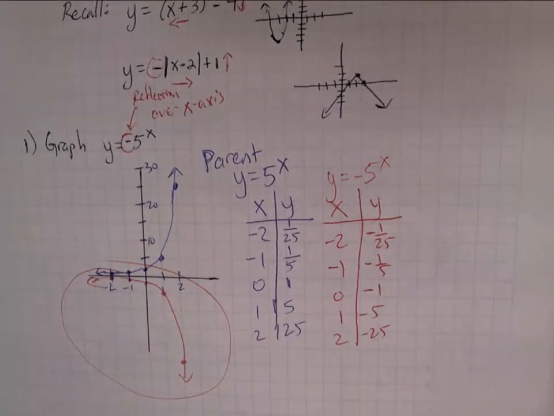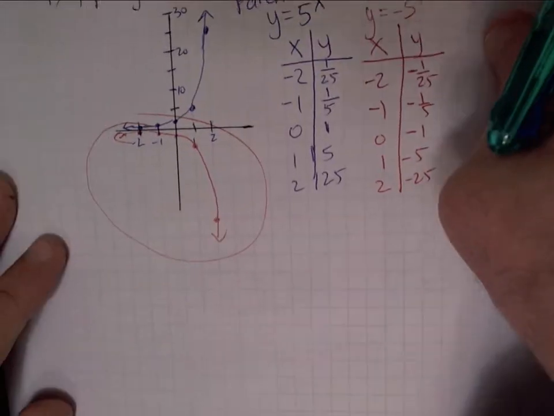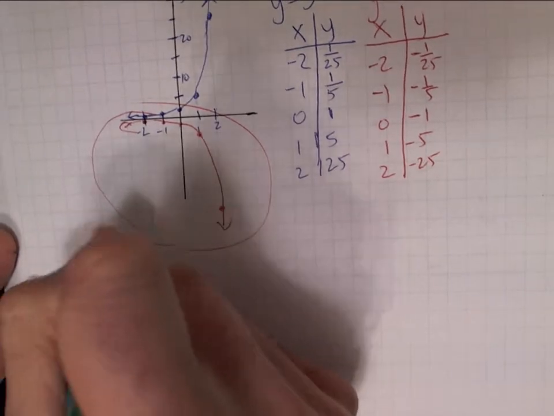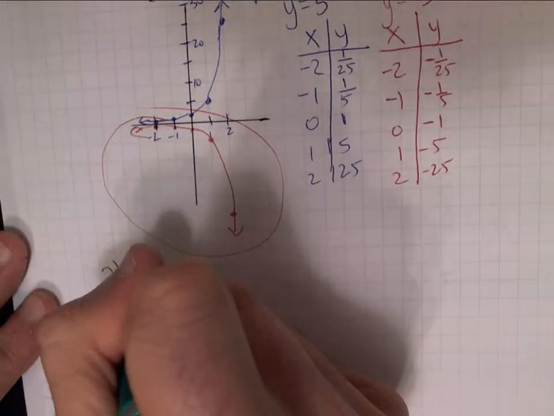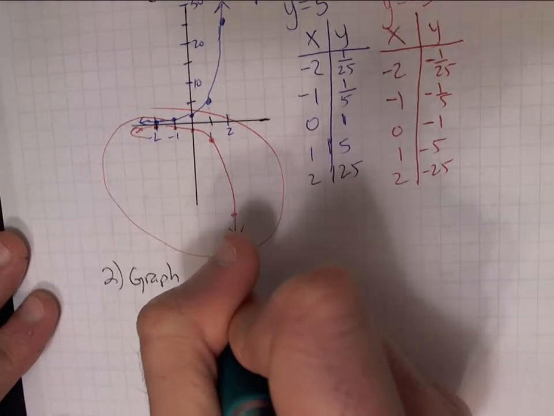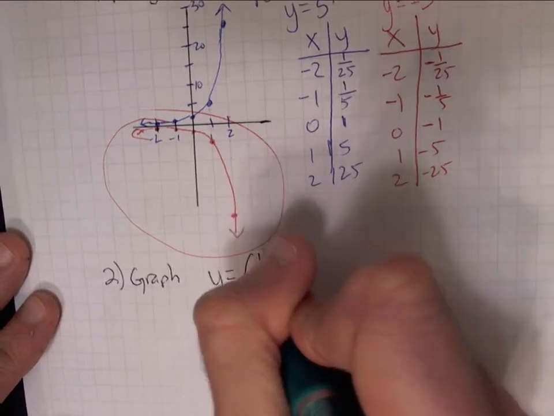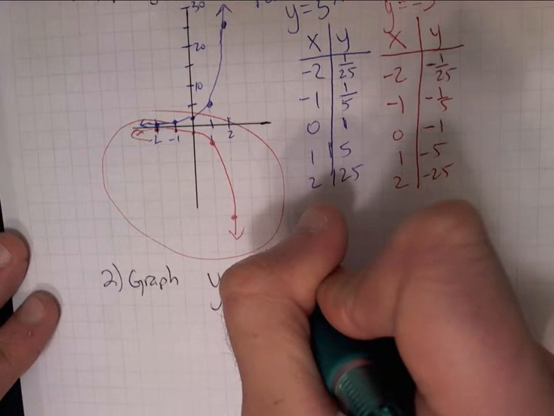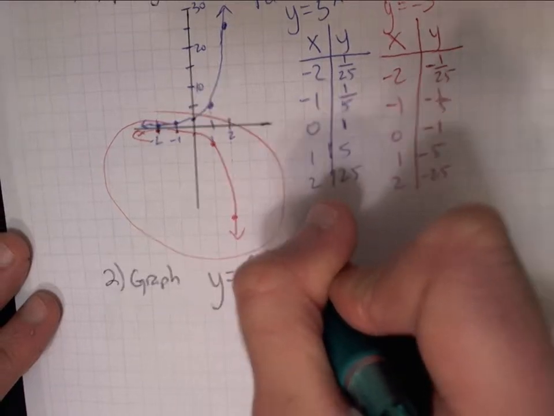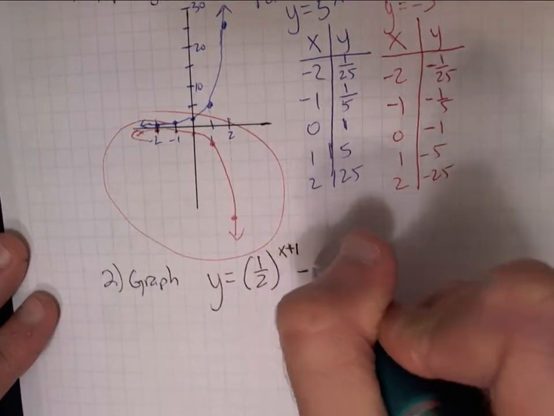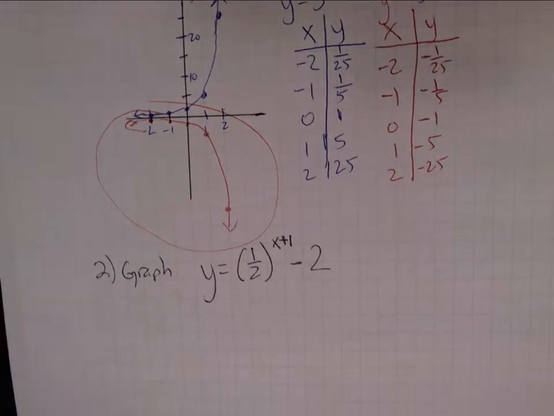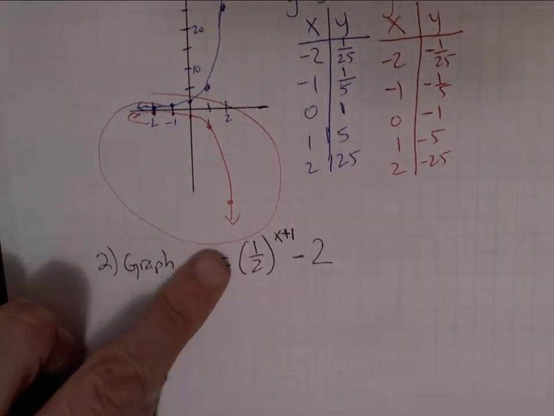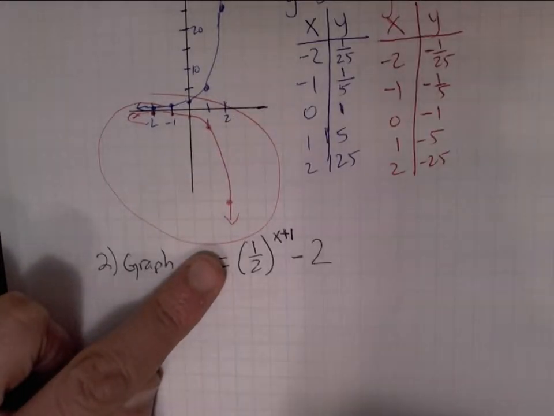Let's try one more with a different shift here. So number 2, why don't we graph y equals 1/2 to the x plus 1 minus 2. So let's plan what's going on here. There's no negative, it's not reflected, but we've got this shift.